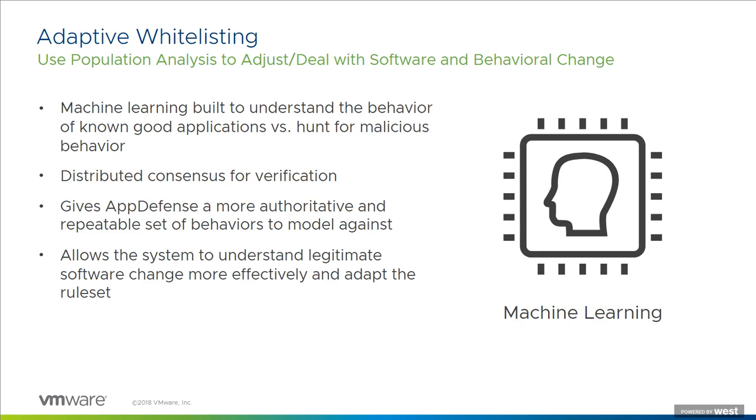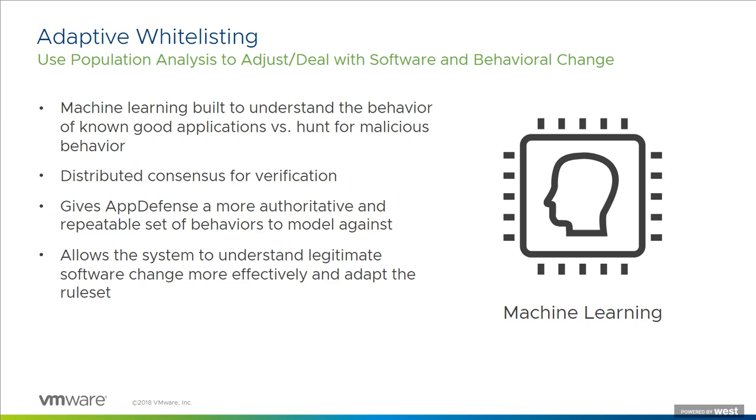The machine learning is really important for us because it allows us to provide this adaptive whitelisting. So the model that we build within AppDefense is constantly evolving, and it's learning to build better understanding of what behavior should be good and what deviates from trusted or known good behavior.